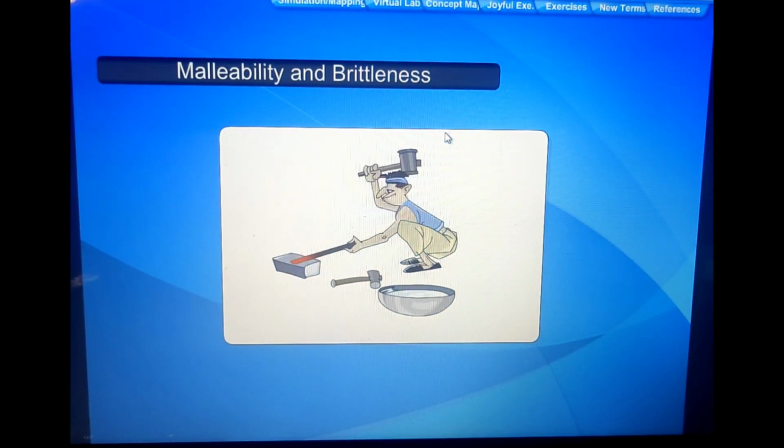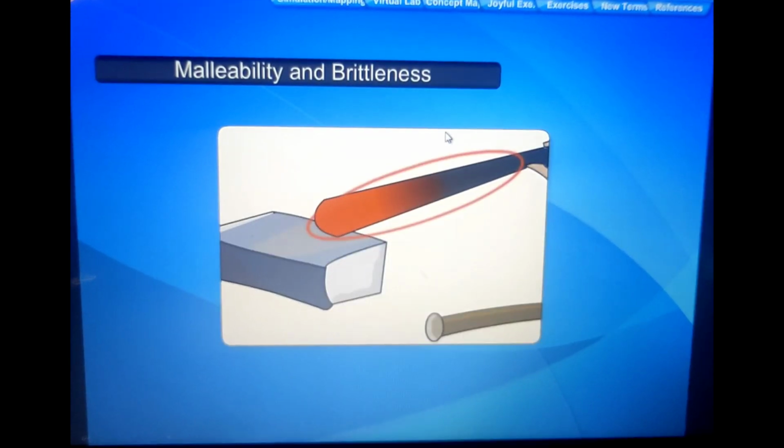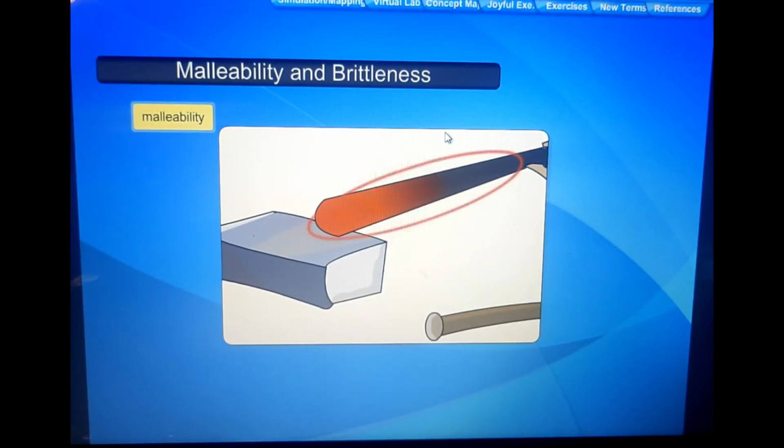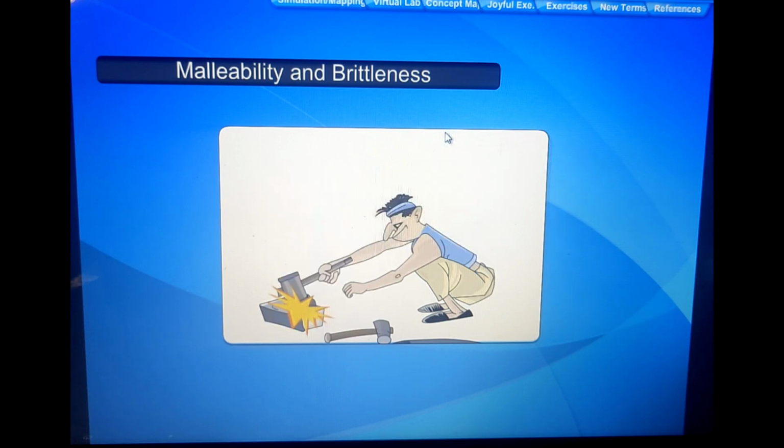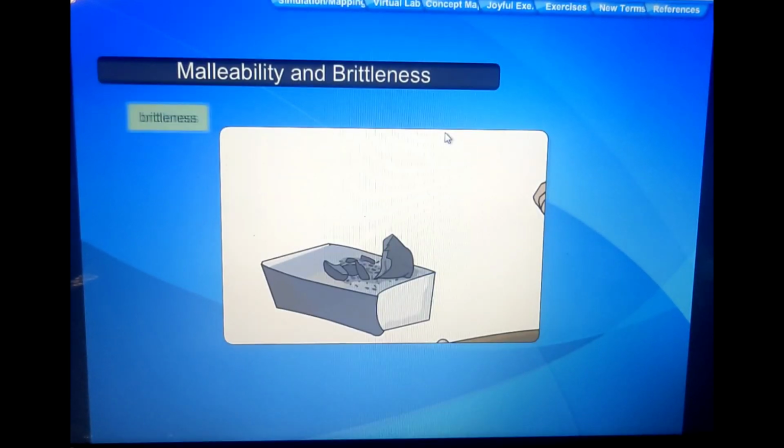Malleability and brittleness. The property which allows metals to be hammered into thin sheets or foils is called malleability. Most of the metals are malleable. The property due to which non-metals, if in solid state, break up into pieces on hammering is called brittleness.